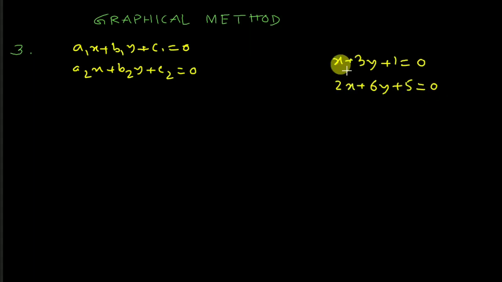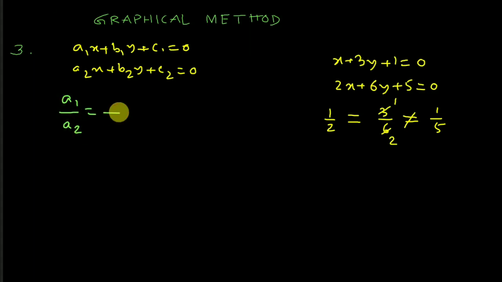Now what are the coefficients? Write 1 and 2, and here 3 and 6, so 3 upon 6. 1 and 5 are the constants, 1 upon 5. This is in least form, the 1 by 2 is also in least form. 3 ones are 3 and 3 twos are 6. This is half and this is also half, so they are equal. But half is not equal to 1/5. So you are getting a1 by a2 equal to b1 by b2, but no way is this equal to c1 by c2.